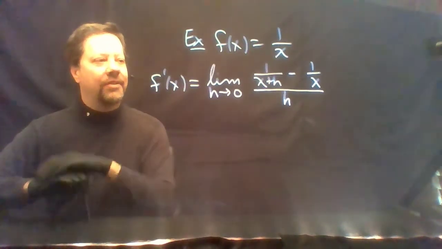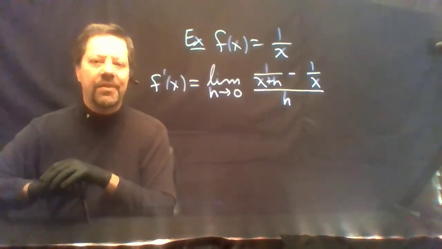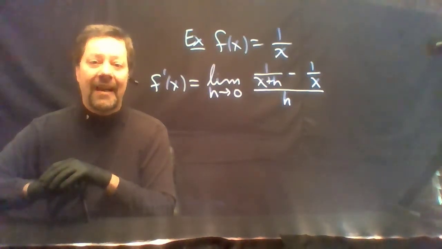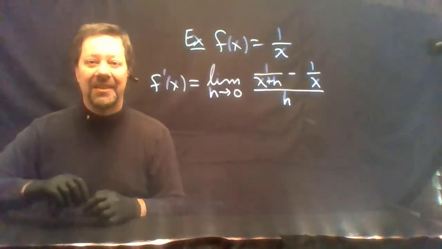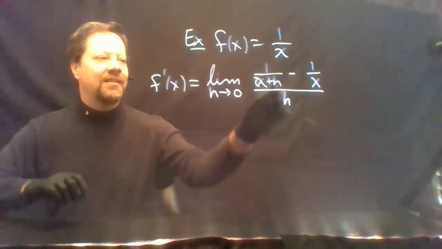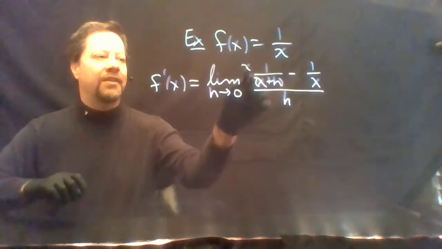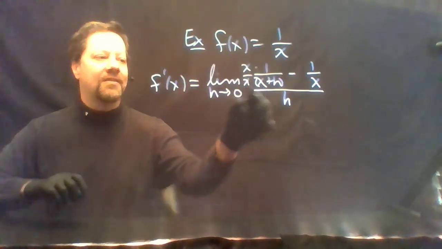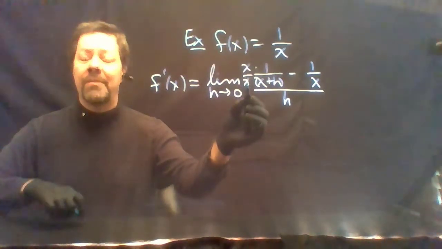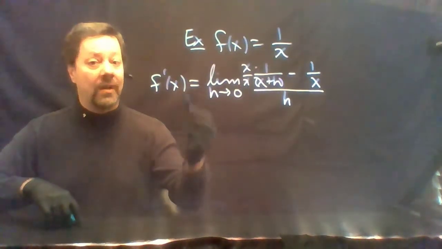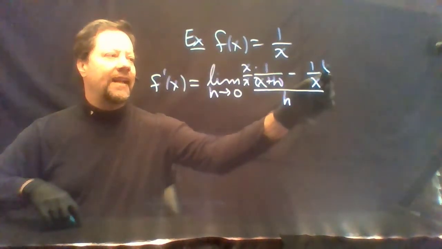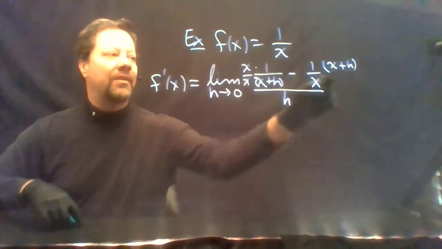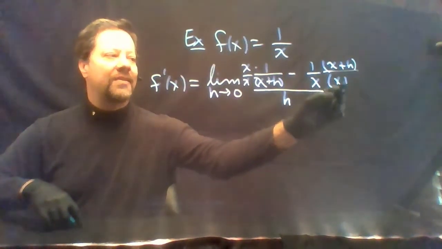The thing that you need to note in the numerator is that we are subtracting fractions. How do you subtract fractions? The answer is clearly, you have to have a common denominator. So I need to multiply the first fraction by x over x. The factor of x has to go in both numerator and denominator, or else I'm changing the value. On the second term, I need to multiply by x plus h over x plus h.